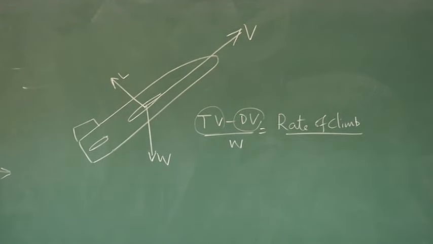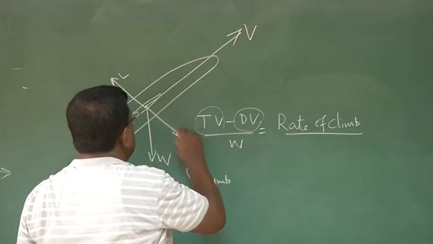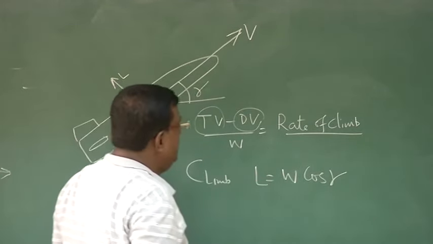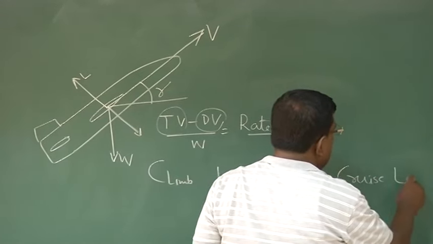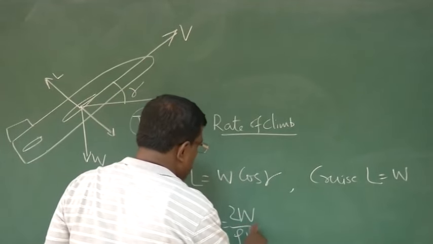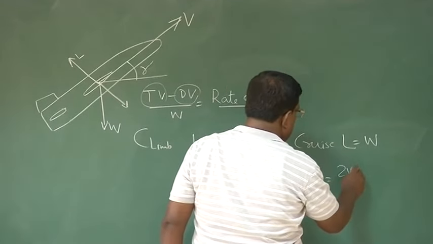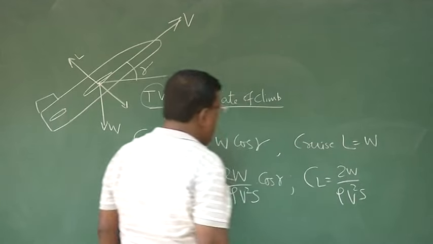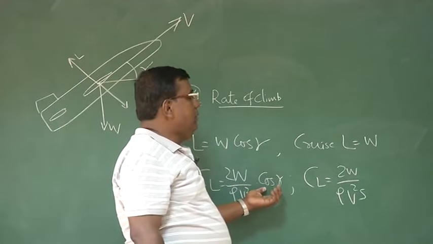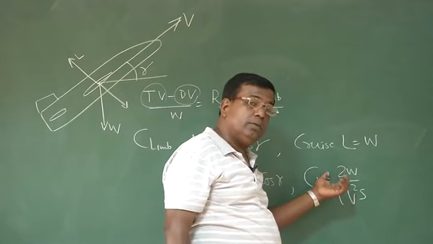But there is a catch. When I am doing a climb, lift is W cos gamma, where gamma is the flight path angle. When it is a cruise, lift equals weight. So CL in climb is 2W cos gamma by rho V square S, and CL in cruise is 2W by rho V square S. So which one is greater? Since here there is a cos gamma, you can see clearly that CL during climb is less compared to CL during cruise, right?